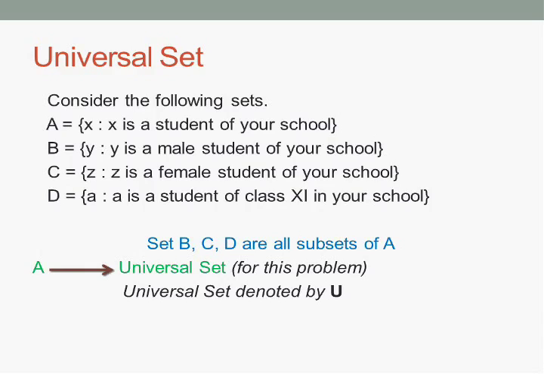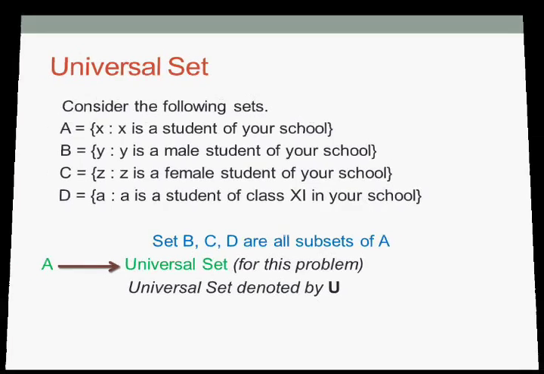Universal set is generally denoted by uppercase letter U. In a particular problem, a set U is said to be a universal set if all the sets in that problem are subsets of U. A set which is a universal set for one problem may not be a universal set for another problem.